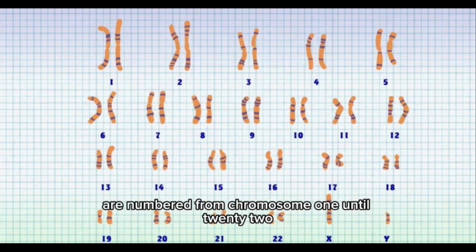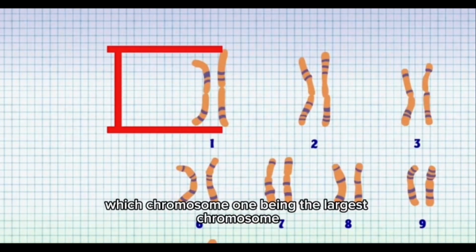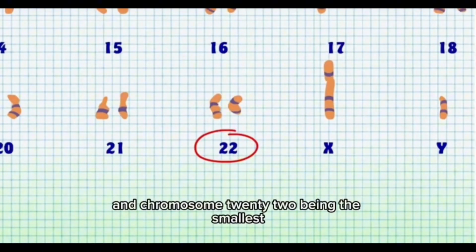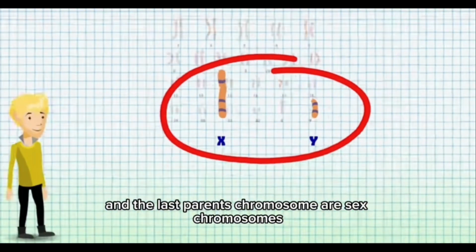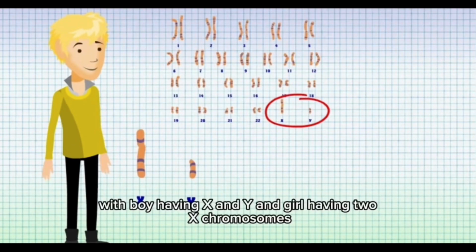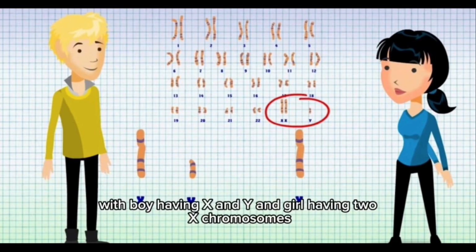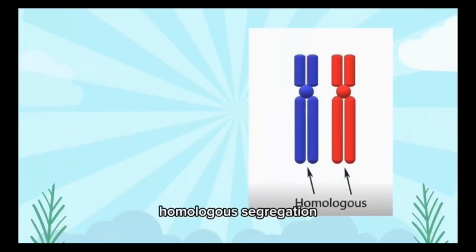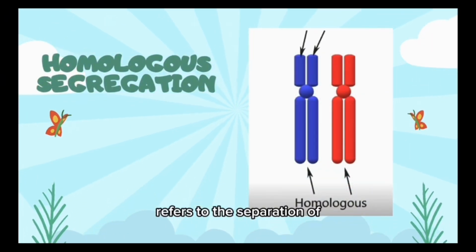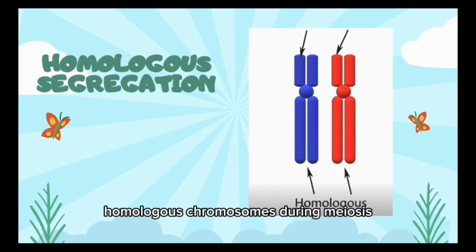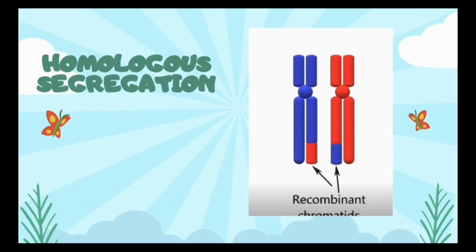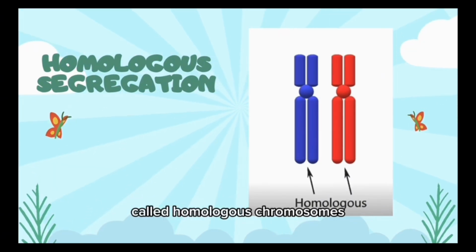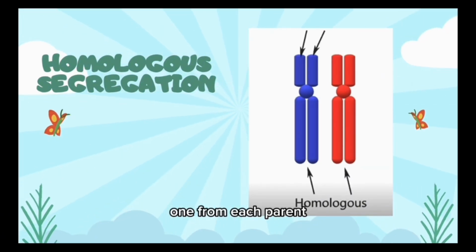The chromosomes are numbered from chromosome 1 until 22, with chromosome 1 being the largest chromosome, and chromosome 22 being the smallest, and the last pair of chromosomes are sex chromosomes, with boys having X and Y, and girls having 2 X chromosomes. Homologous segregation refers to the separation of homologous chromosomes during meiosis 1, specifically in anaphase 1. In a diploid cell, chromosomes exist in pairs called homologous chromosomes, one from each parent.